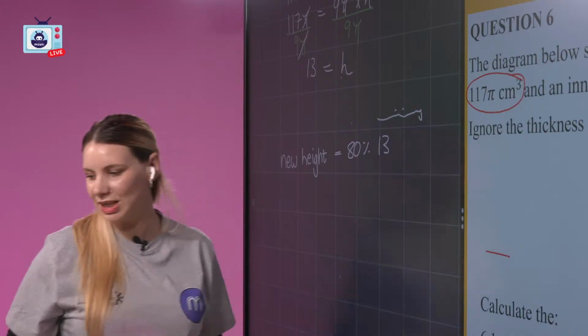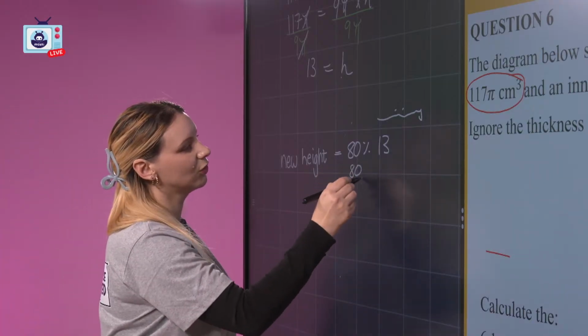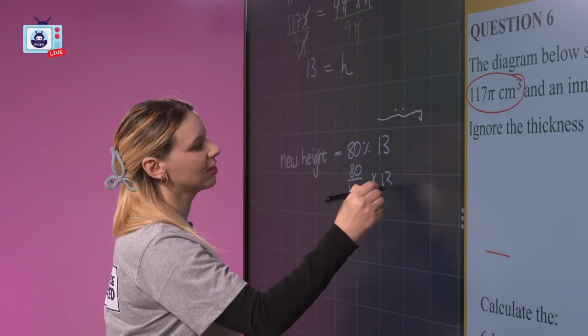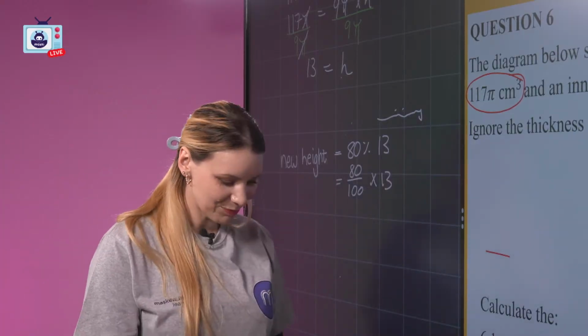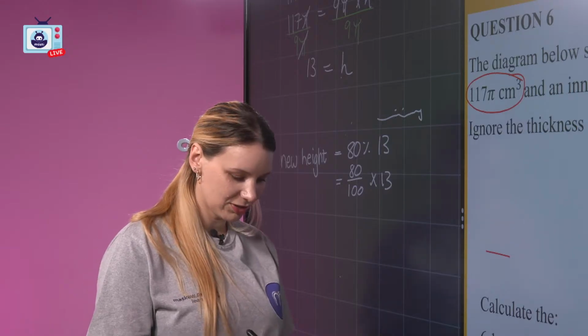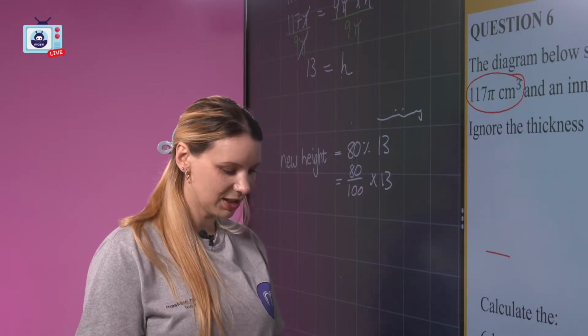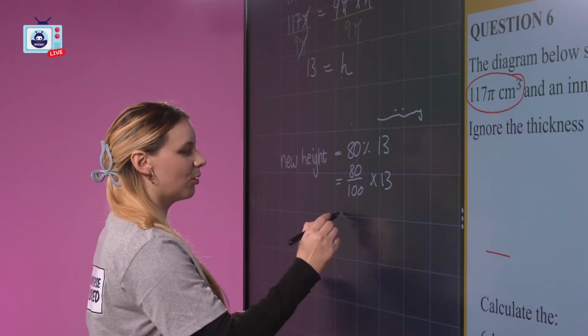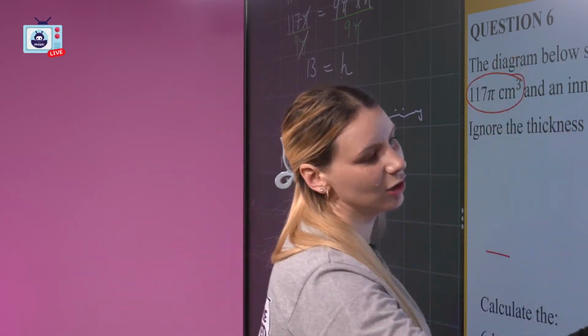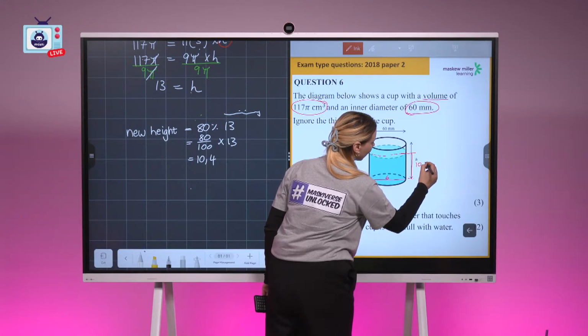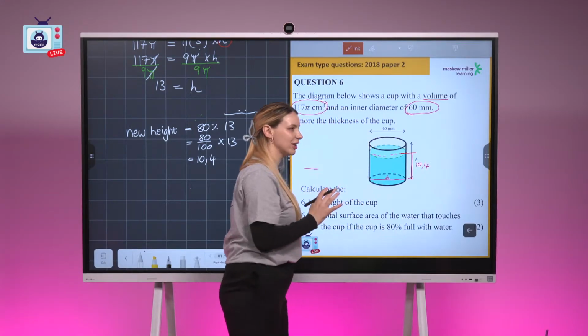80% of 13, you can say 80 over 100 times 13, and you can work that out. I'm just going to grab my calculator. 80 divided by 100 times 13, that gives me 10,4. So that is my new height. My new height is 10,4. And now they want the surface area of that.